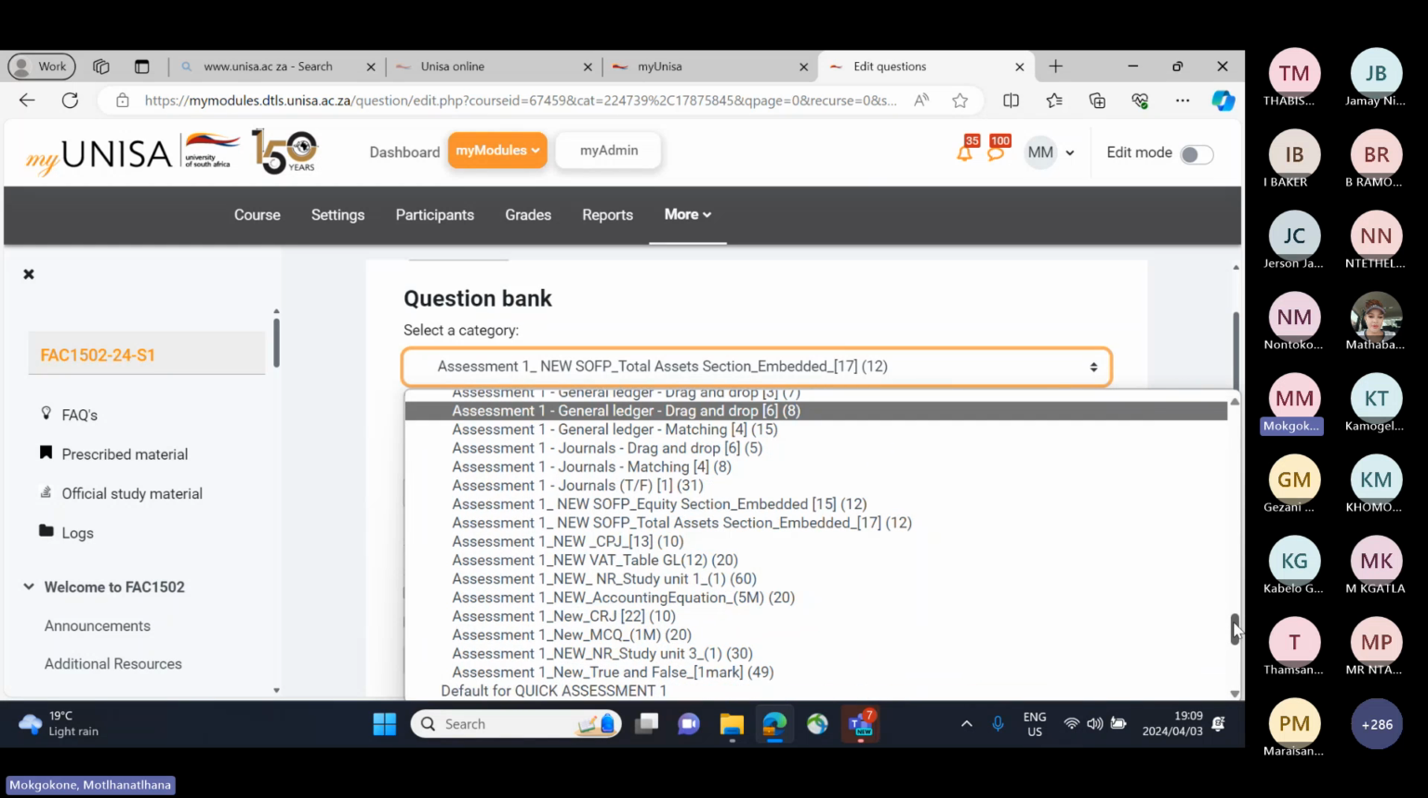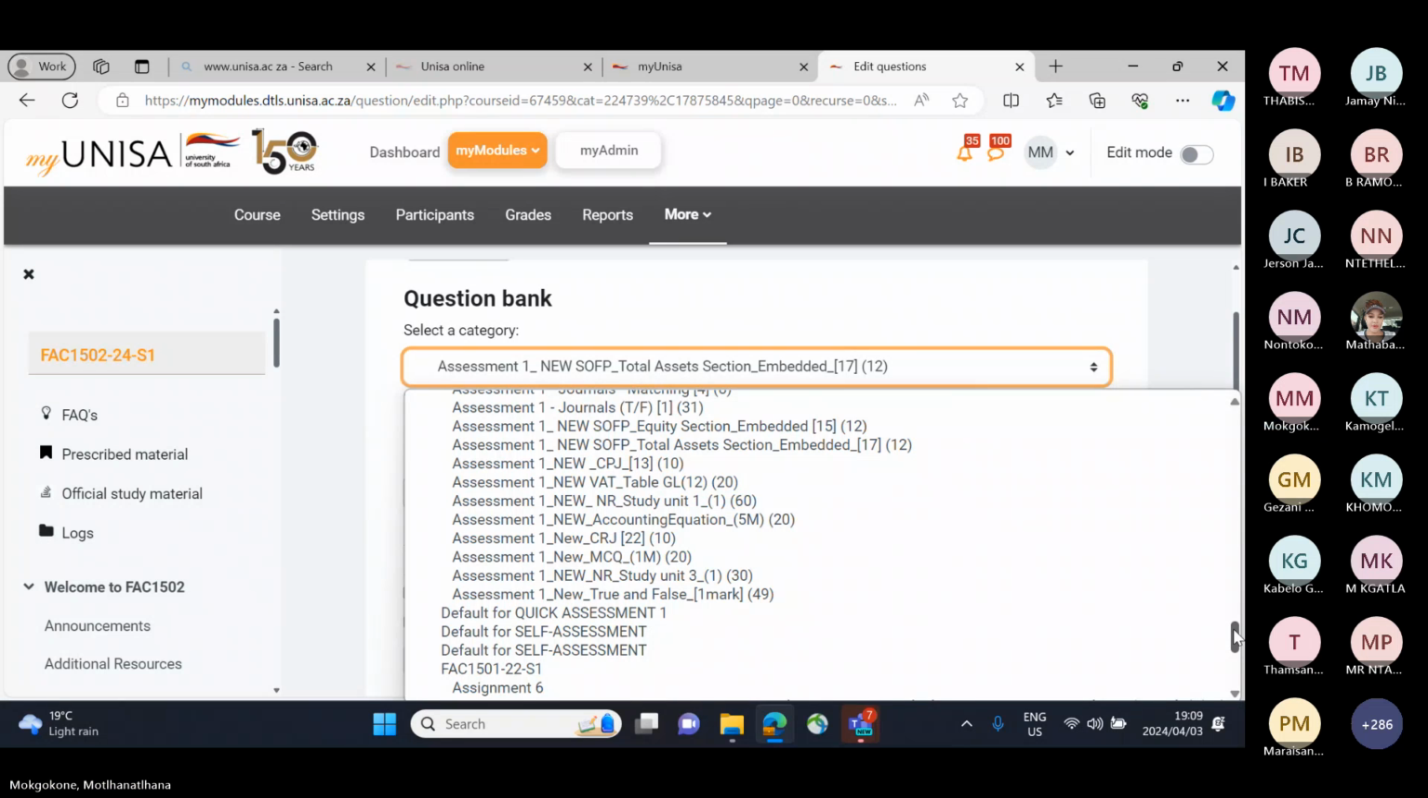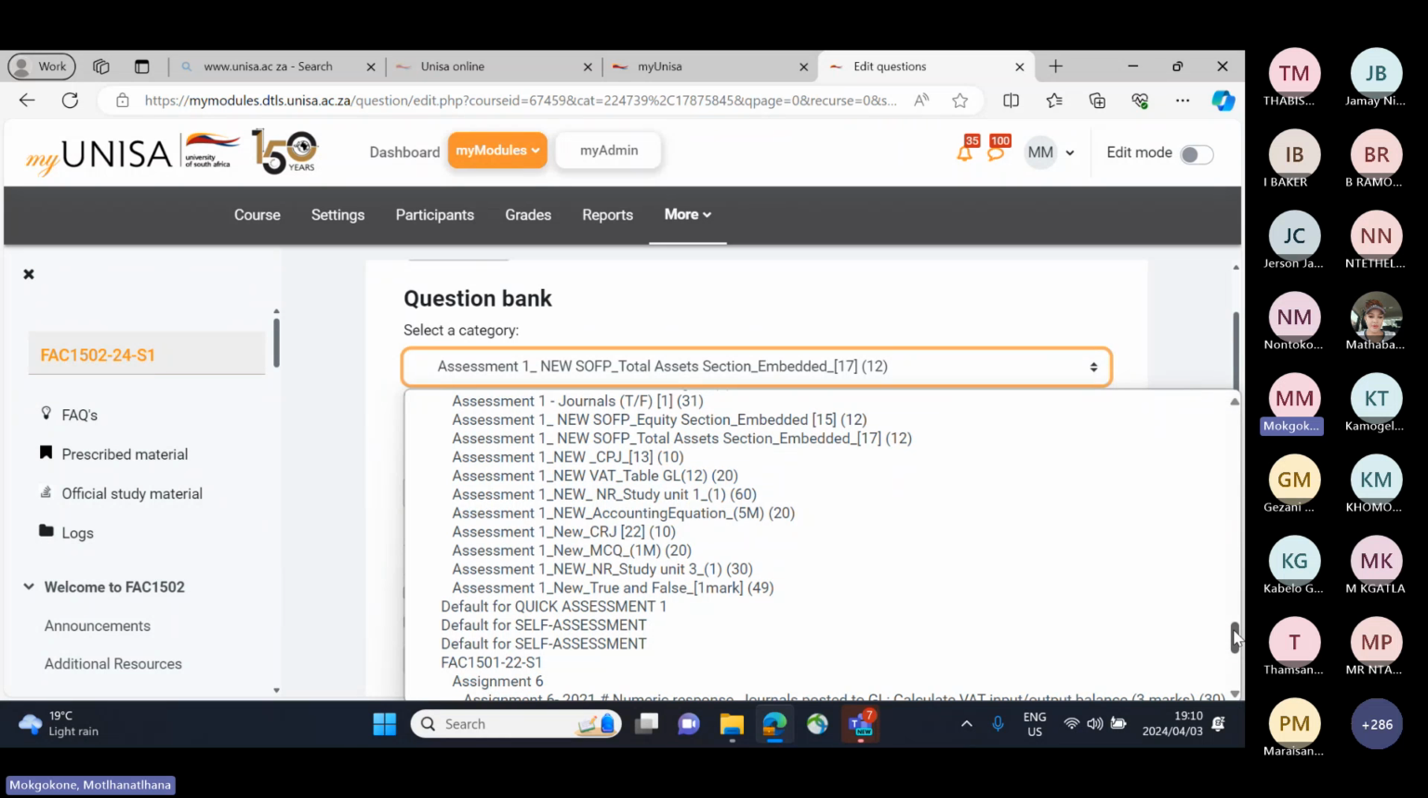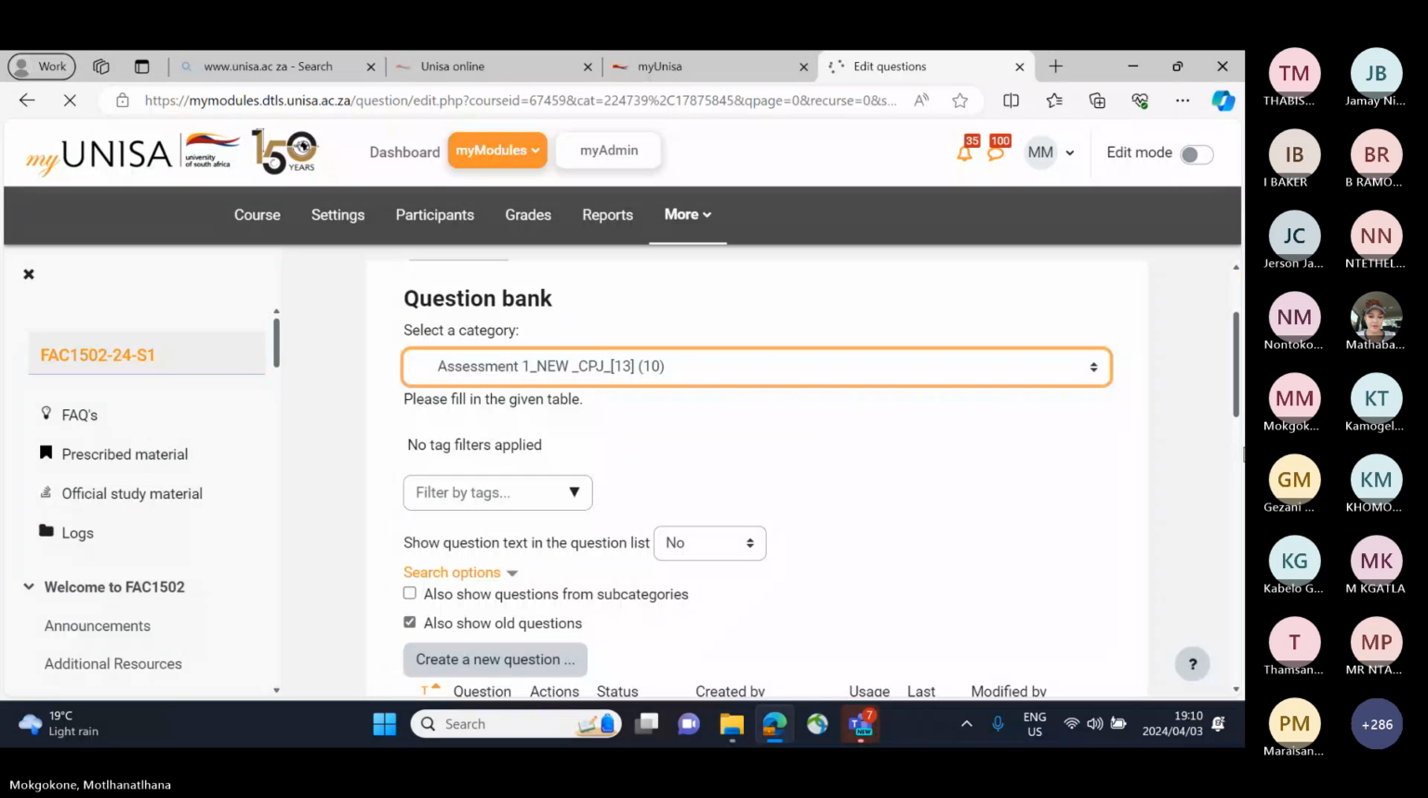Let's go to cash payments journal. Where is our cash payments journal? This one. This one, many students struggled with the settlement discount granted on this one.